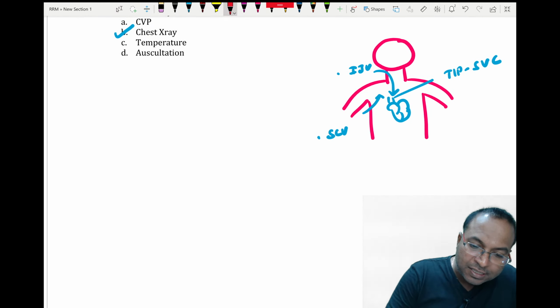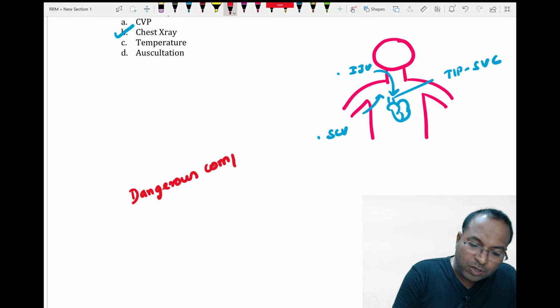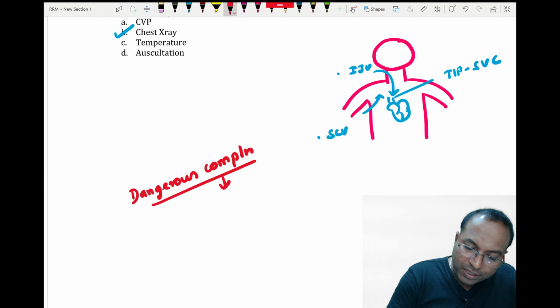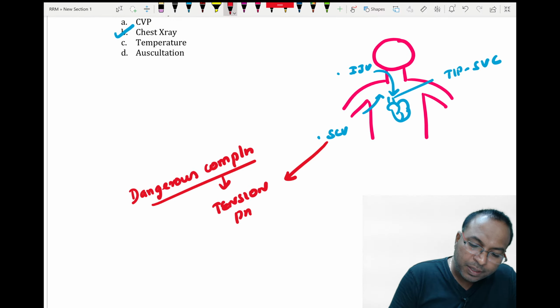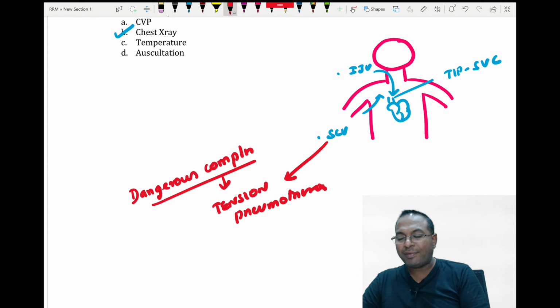So what is a dangerous complication of putting a central vein? That is tension pneumothorax. We may injure the pleura. It is very common with subclavian vein. Tension pneumothorax is a very dangerous complication. It can happen with subclavian vein.